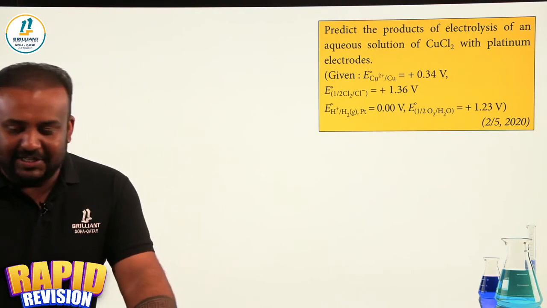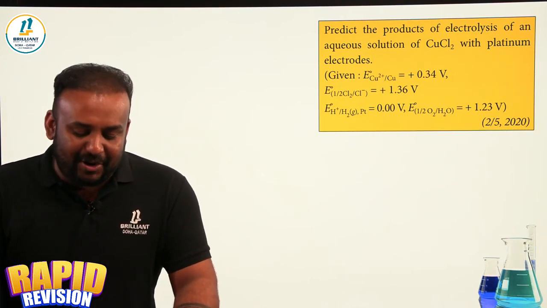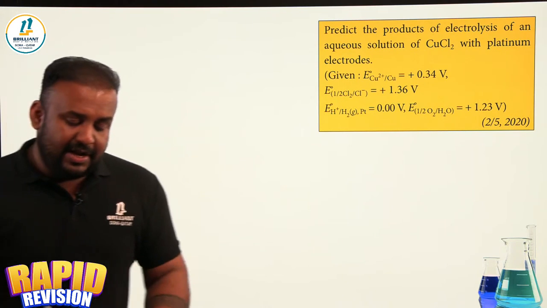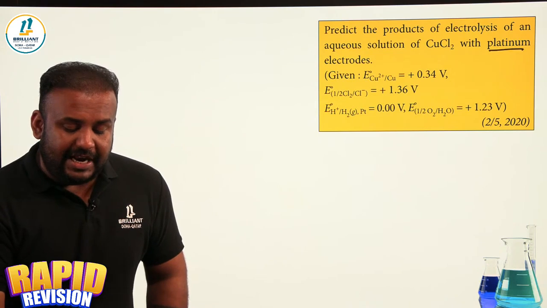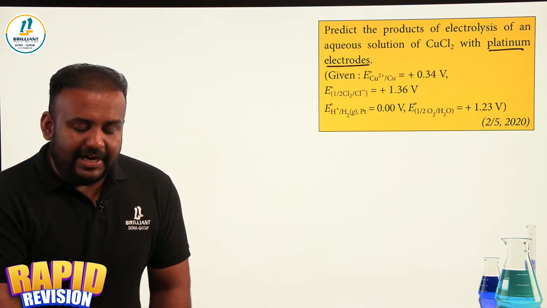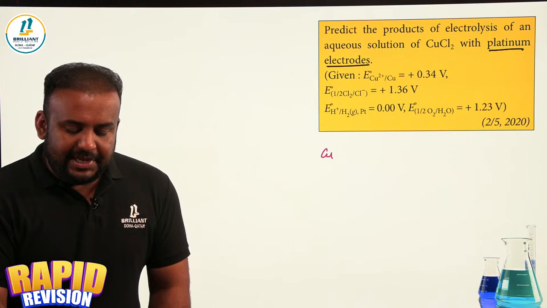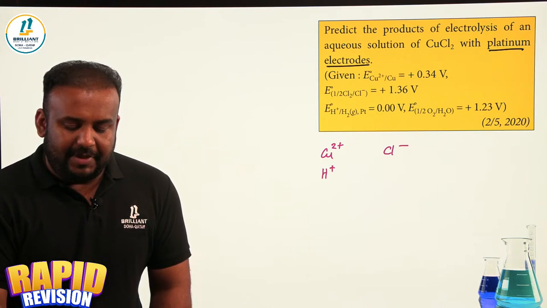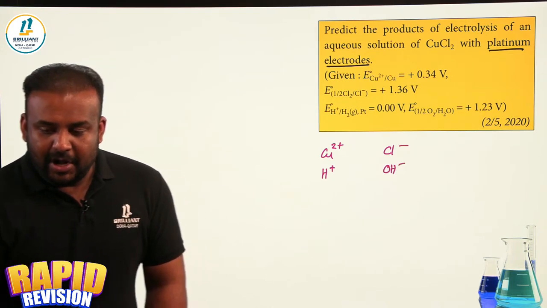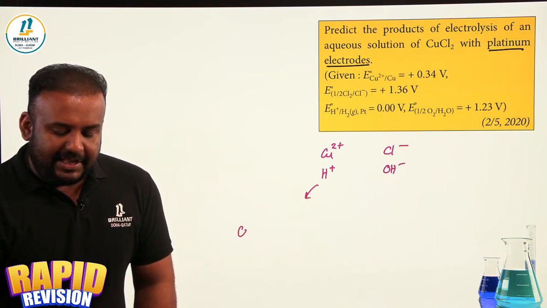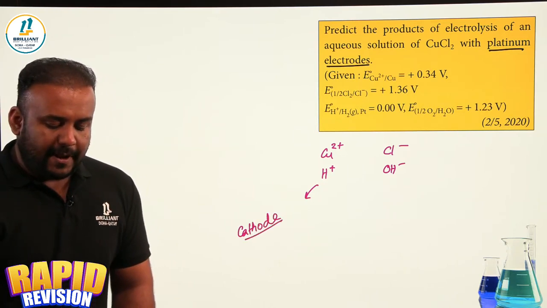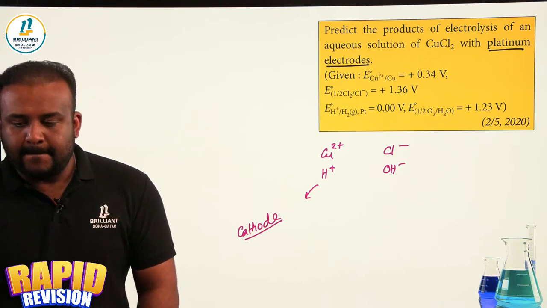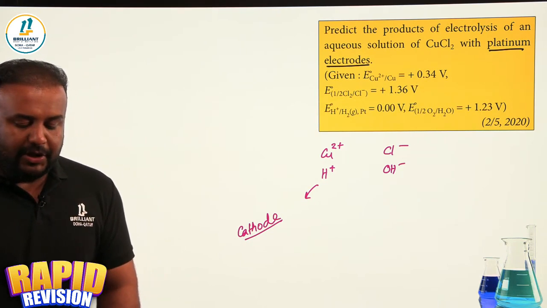Predict the products of electrolysis of an aqueous solution of copper chloride with platinum electrodes. Come on, quick. It's an inert electrode. So in copper chloride solution, CuCl2, Cu2+ ion will be there, Cl- ion will be there. And it is a solution, that means H+ will be there, OH- will be there. Come on, who will deposit at the cathode among the cations?